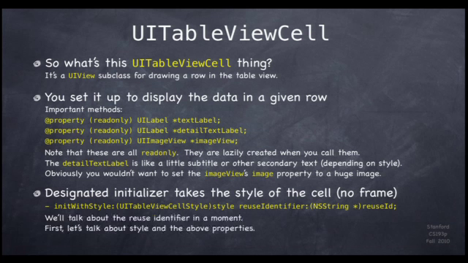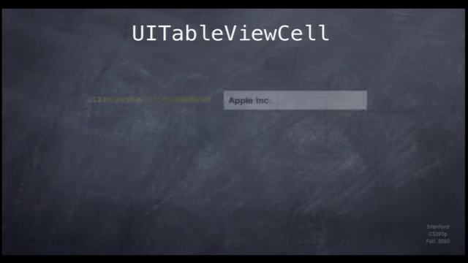The designated initializer of the UITableViewCell is kind of odd, okay? initWithStyle, so it has a style too, which is different than the table view style, and I'm going to talk about what those styles are. And then it has this weird argument reuseIdentifier, which is a string, and we're going to talk about what that is. But let's talk about the styles first.